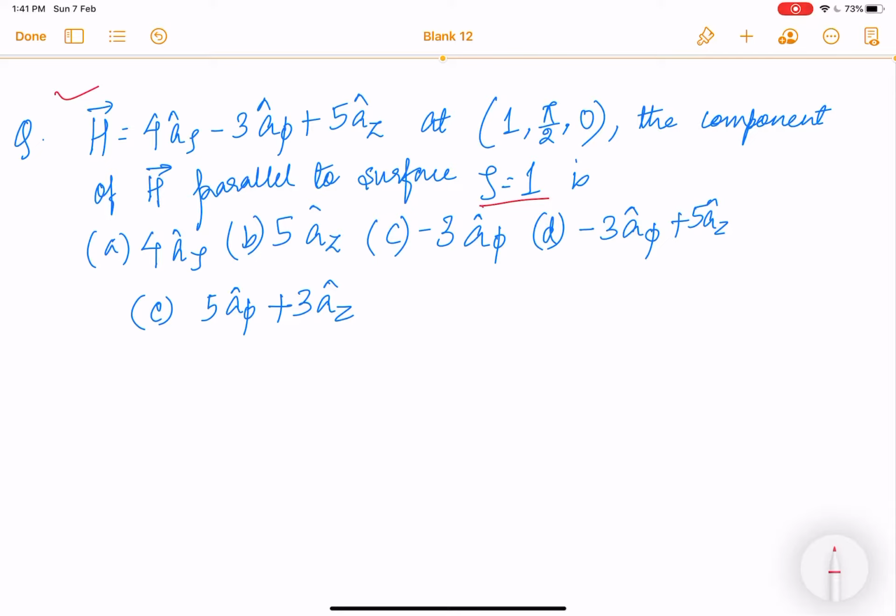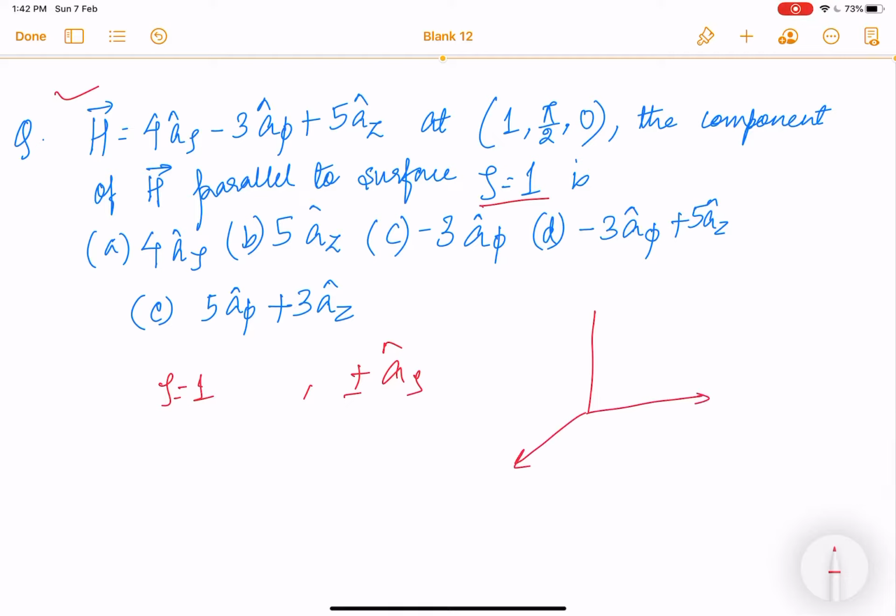First things first, when you're given a surface which is written directly like this, rho is equal to 1, then if you have to find a vector normal to it, it's pretty straightforward. You say it will be plus minus a rho cap. How did I know this?